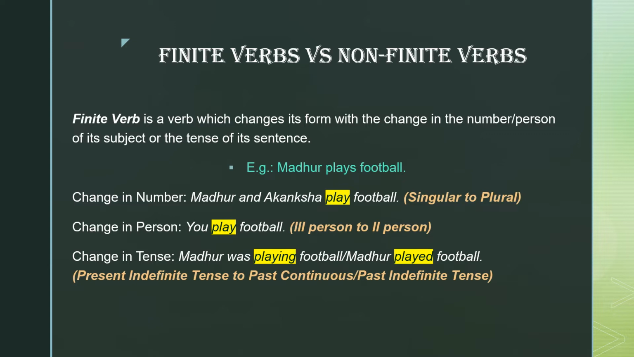Likewise, if I change it to any other tense, say for example past indefinite, it will be Madhur played football. Now again, plays has changed to played. So from this we infer that whenever we have any verb in a sentence, and if that verb changes in form with the change in number or person of its subject, or with the change in the tense of the sentence, then that particular verb will be termed as a finite verb.